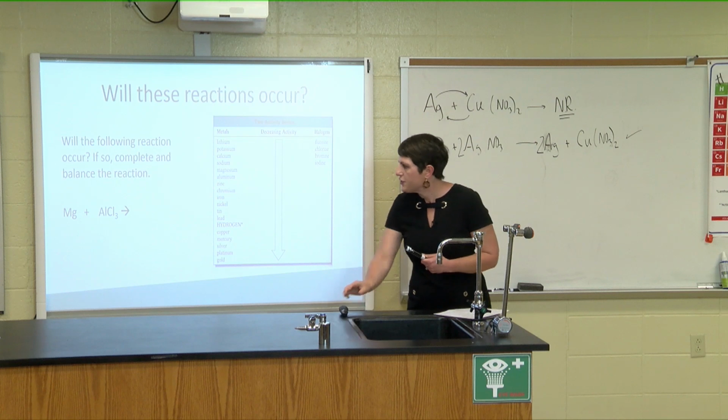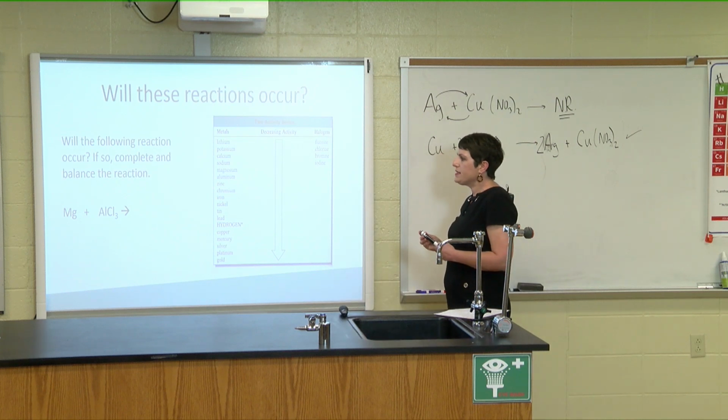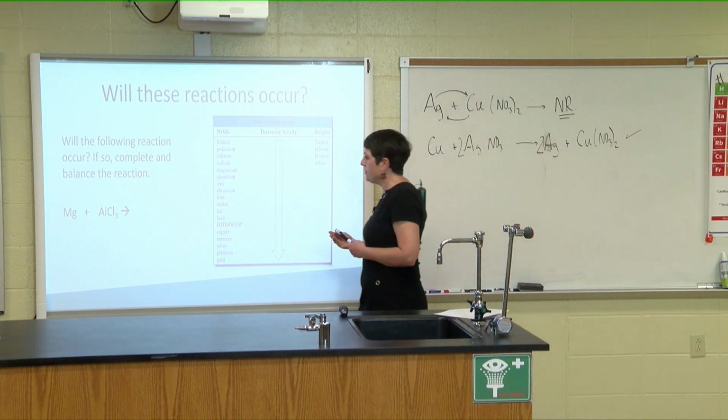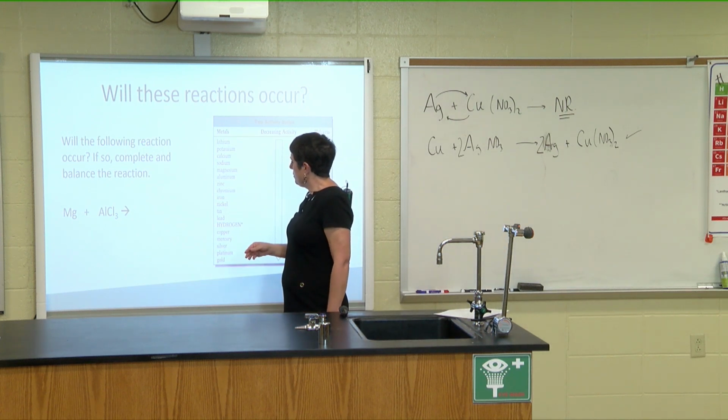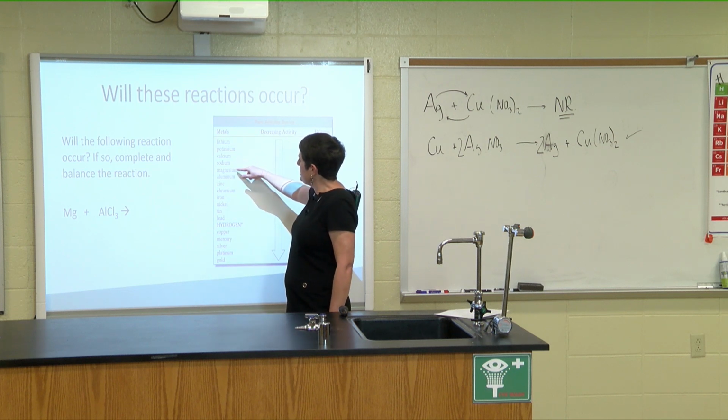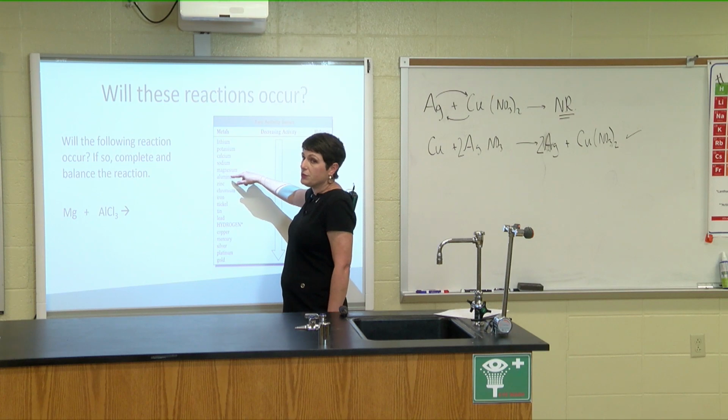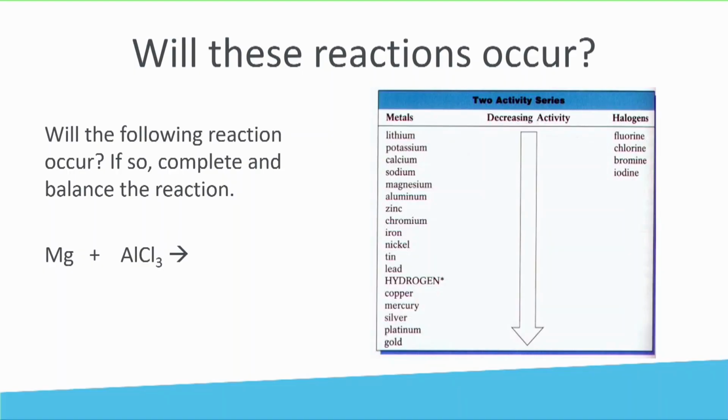So will this reaction occur? We have magnesium, we have aluminum. Magnesium would form a cation. It's going to displace the cation, which is the aluminum. So we find magnesium, which is pretty high up here, and then aluminum is right below it. It's pretty high up there too, but it is below the magnesium. So magnesium is strong enough and reactive enough to kick out that aluminum. So this reaction will happen.